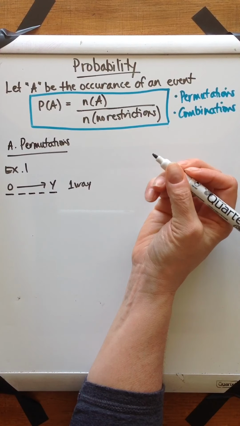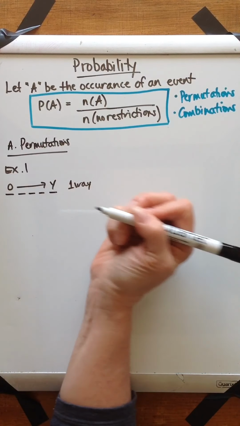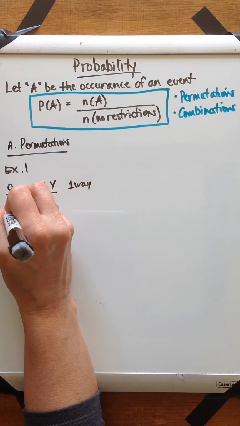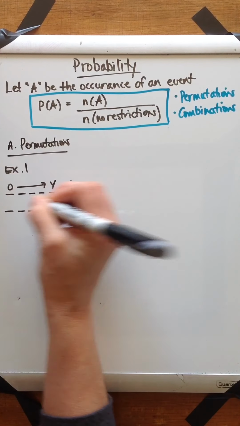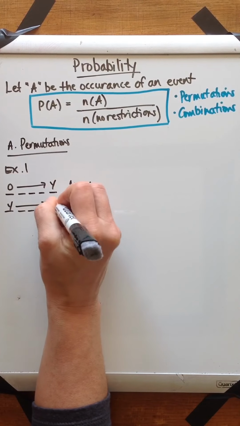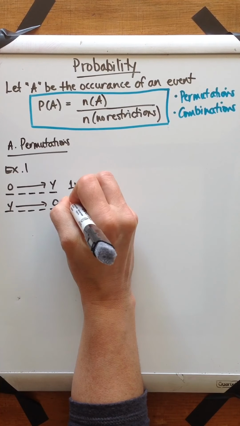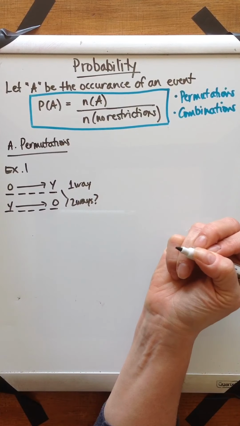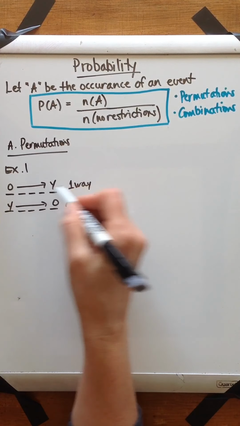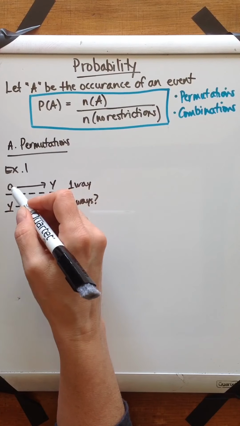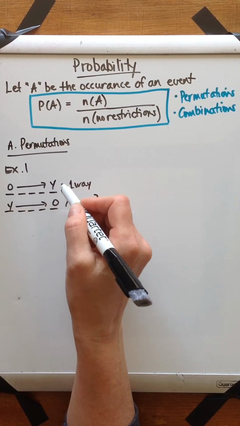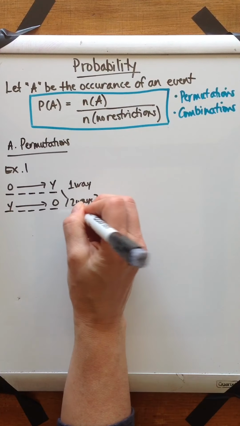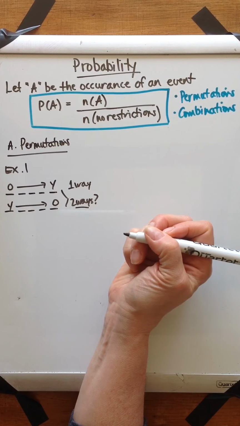Or is there? Well, no one said oldest had to be on the left and youngest had to be on the right. Is it also possible to have the youngest on the left and the oldest on the right, in which case there would be 2 ways? Since this question doesn't specify whether they have to be from oldest to youngest in a left to right or right to left notation, we will assume that there are 2 possible ways for this to occur.